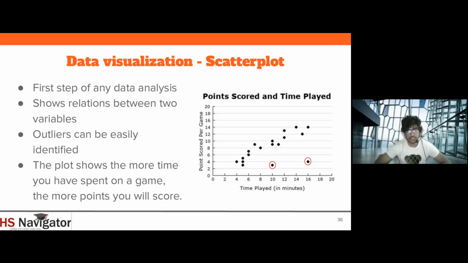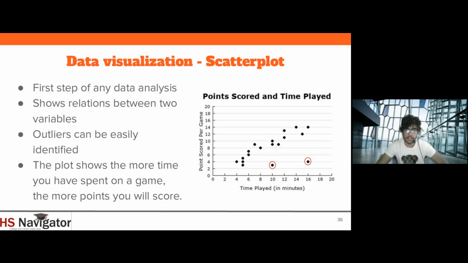Next, let's look at the scatterplot, a type of data visualization. The first step of any data analysis is a scatterplot. It shows relations between two variables. Outliers can easily be identified, and the plot shows the more time you've spent on a game, the more points you will score.